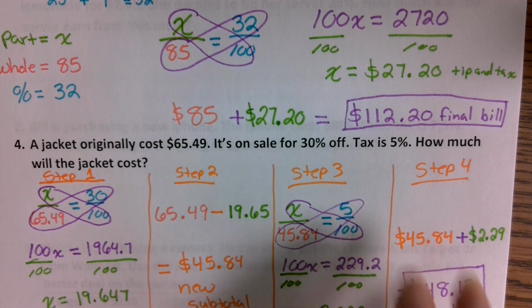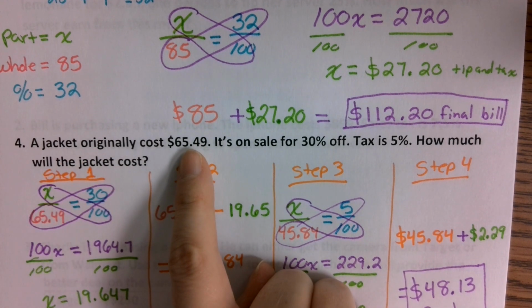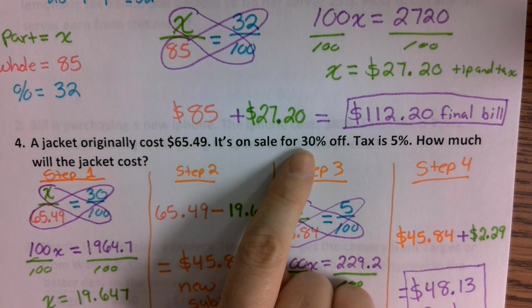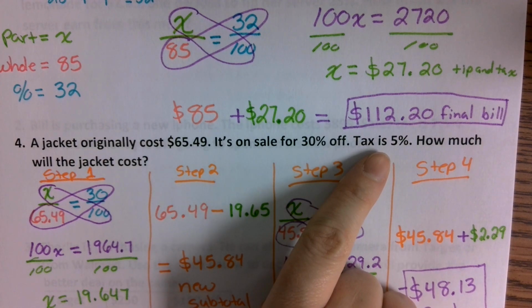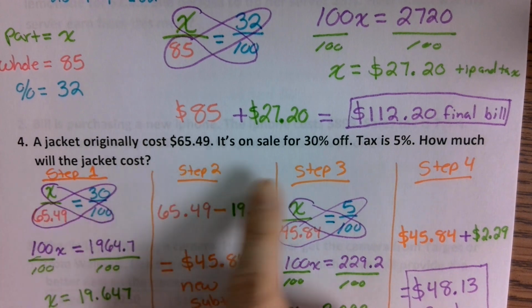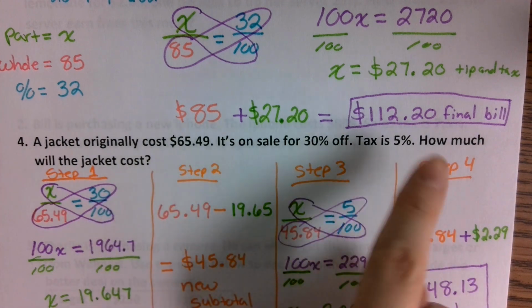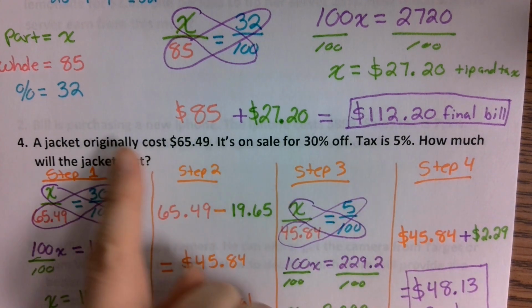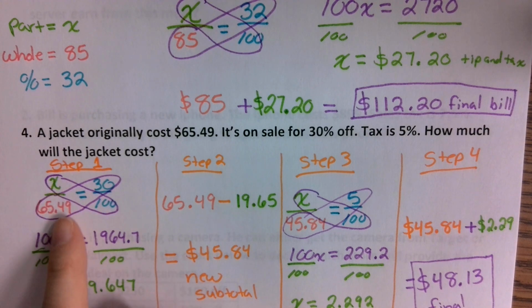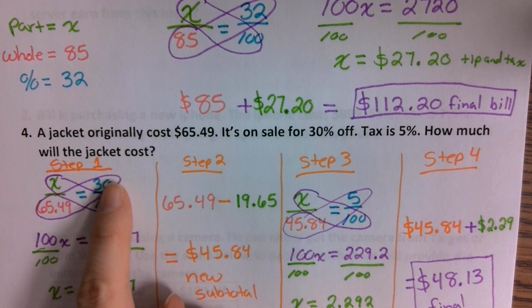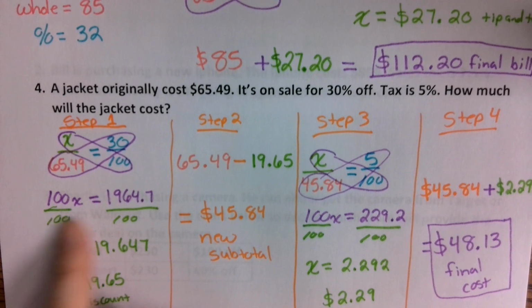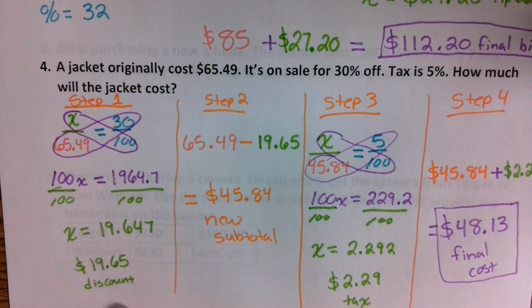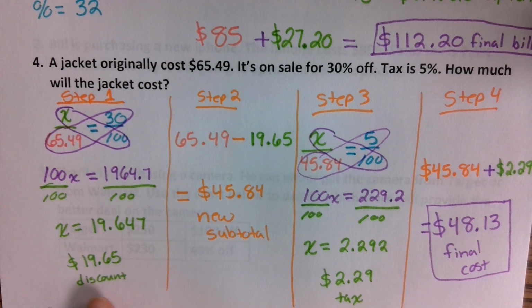Problem 4. Jacket originally cost $65.49. It's now on sale for 30% off, and you have tax of 5%. So you break it down into the 4 steps because discount and tax have to be done separately. You first find the discount. X over $65.49 equals 30% over 100. Cross product and solve, and you'll find that the discount, how much you're taking off from the cost of the jacket, is $19.65. Again, this is the price you take off.